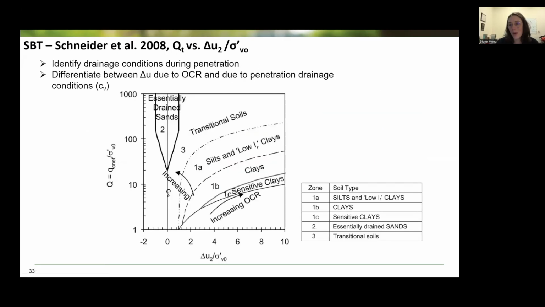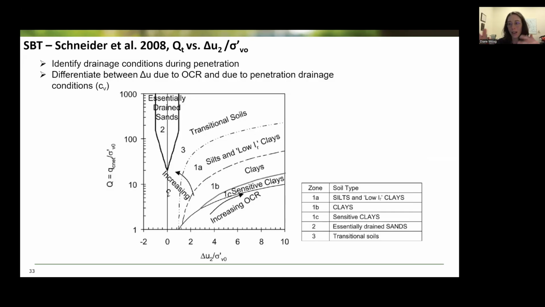And one last soil behavior type correlation to look at is between normalized cone tip resistance and excess pore water pressure, U2, divided by effective vertical stress. This soil behavior type is designed to differentiate between the excess pore water pressure generated by the soil itself and the excess pore water pressure that still exists due to drainage conditions of the cone. So those are several soil behavior type correlations that you can use for looking at cone data.